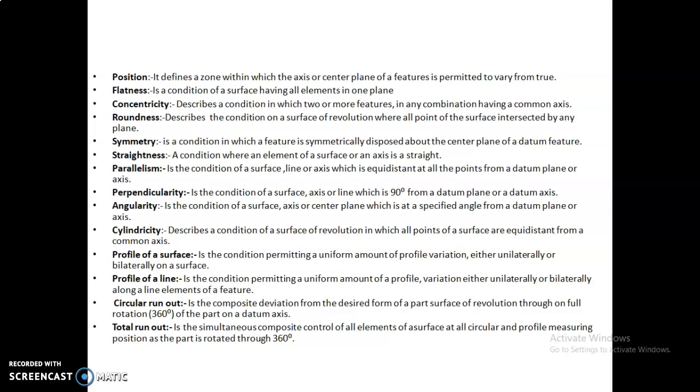Profile of a surface is the condition of permitting a uniform amount of profile variation, either unilaterally or bilaterally, on the surface. And we can check the profile of a surface with the help of a CMM, coordinate measuring machine, to get an accurate result.